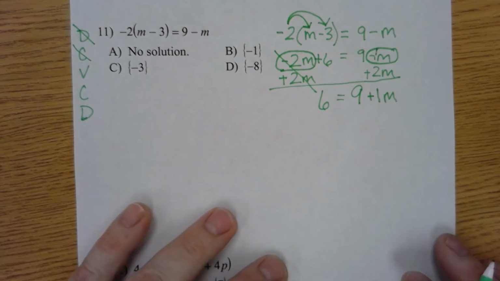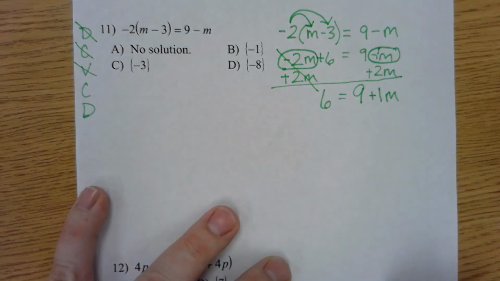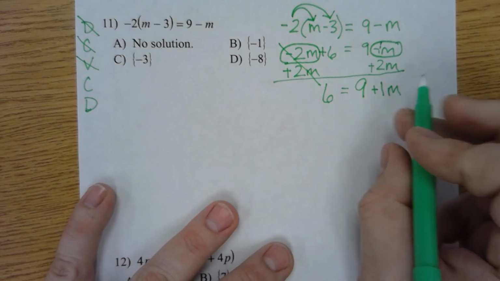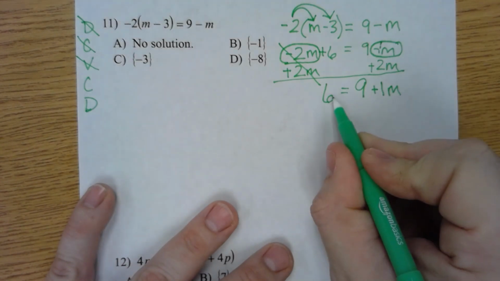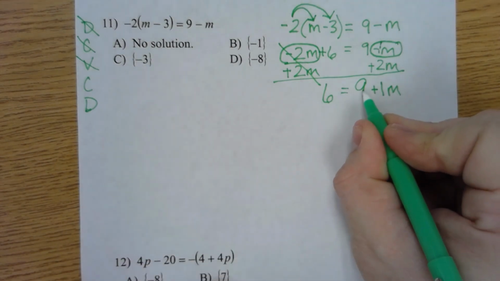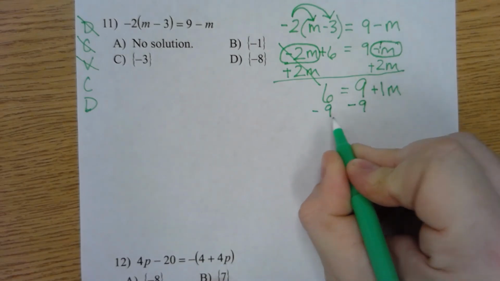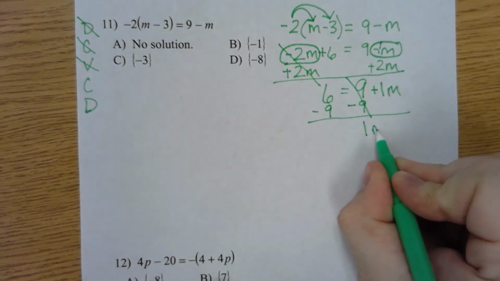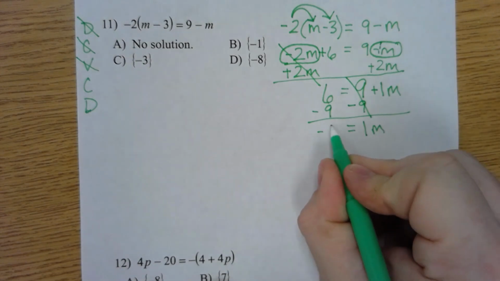Okay, so next step is a C. Move constant to the opposite side. Well, guys, remember, our goal is to isolate our variable. Right now we still have a constant on the same side, so we need to move it to the opposite side. Again, using inverse operations. So since this is a positive 9, we need to subtract. So minus 9, minus 9. Those cancel out. We're left with 1m, equal sign, and then 6 minus 9 is -3.